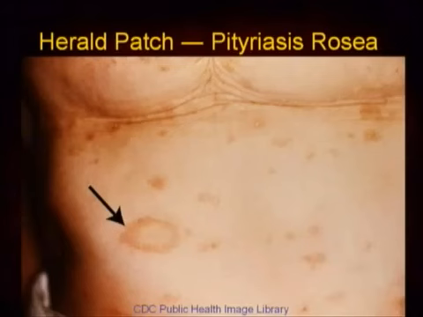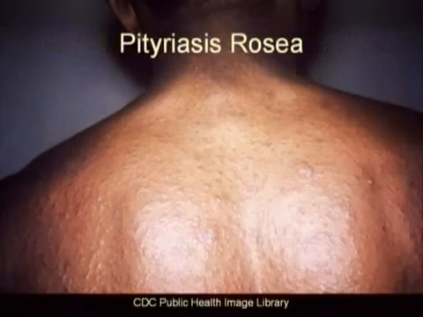It's self-limited. So here, the herald patch heralds the appearance or the development of pityriasis rosea. It's usually the largest patch and usually the first one to appear, although sometimes patients don't notice when they've developed a herald patch. They just notice when the rest of the eruption occurs. So a little bit of scale here.